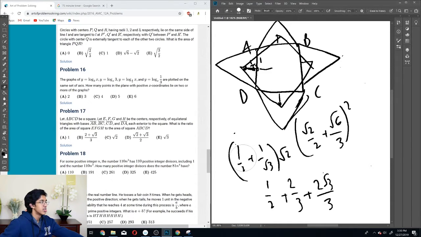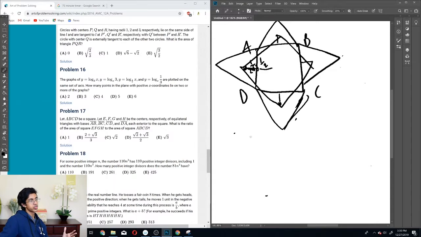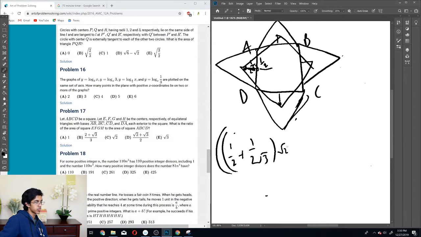Okay, let us say that the side length of our square is equal to 1, so that's easier to understand. So the side length of our square is 1, so this would be 1/2, and this would be 1 over 2 root 3. So the side length of our new square is going to be 1/2 plus 1 over 2 root 3, times root 2, and then this whole thing squared is going to give the ratio of the areas.